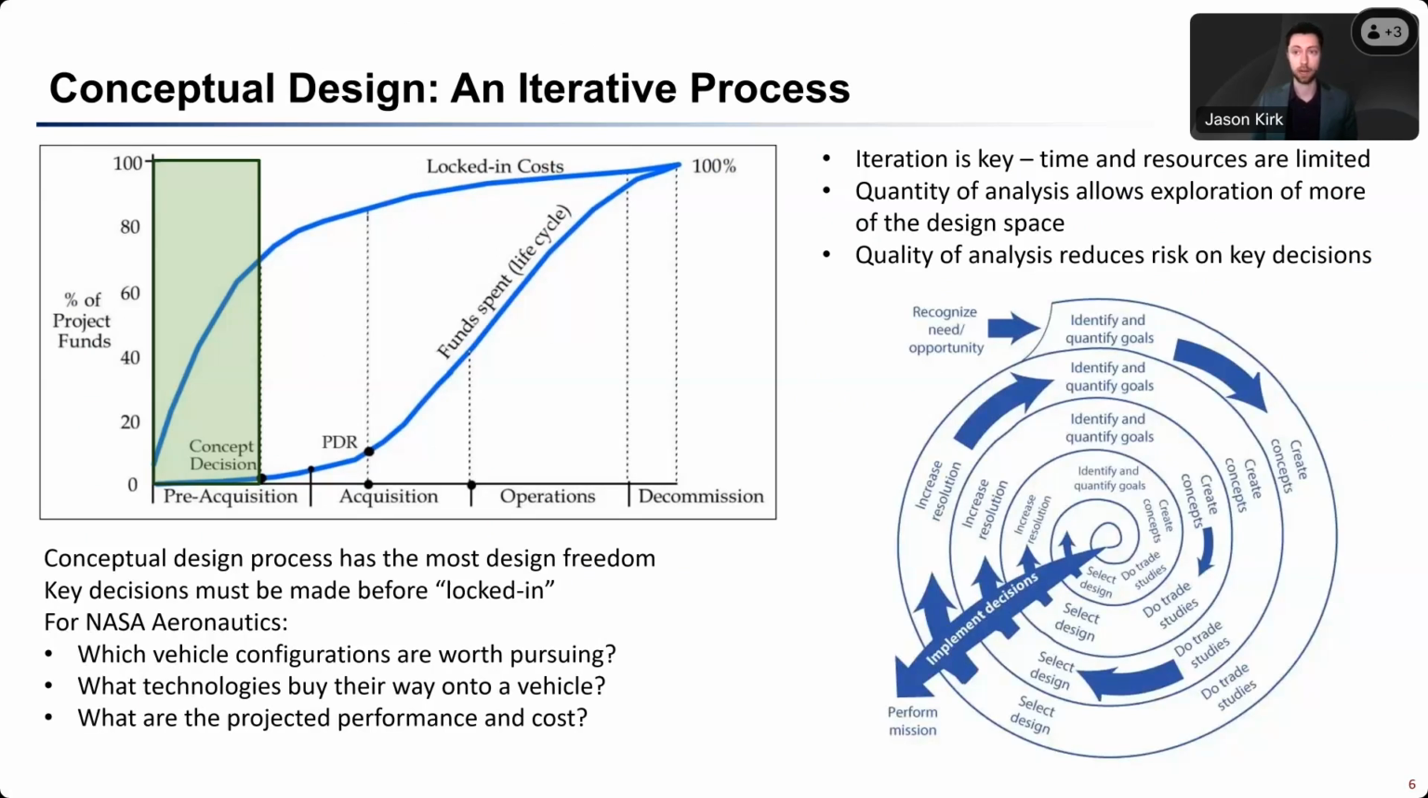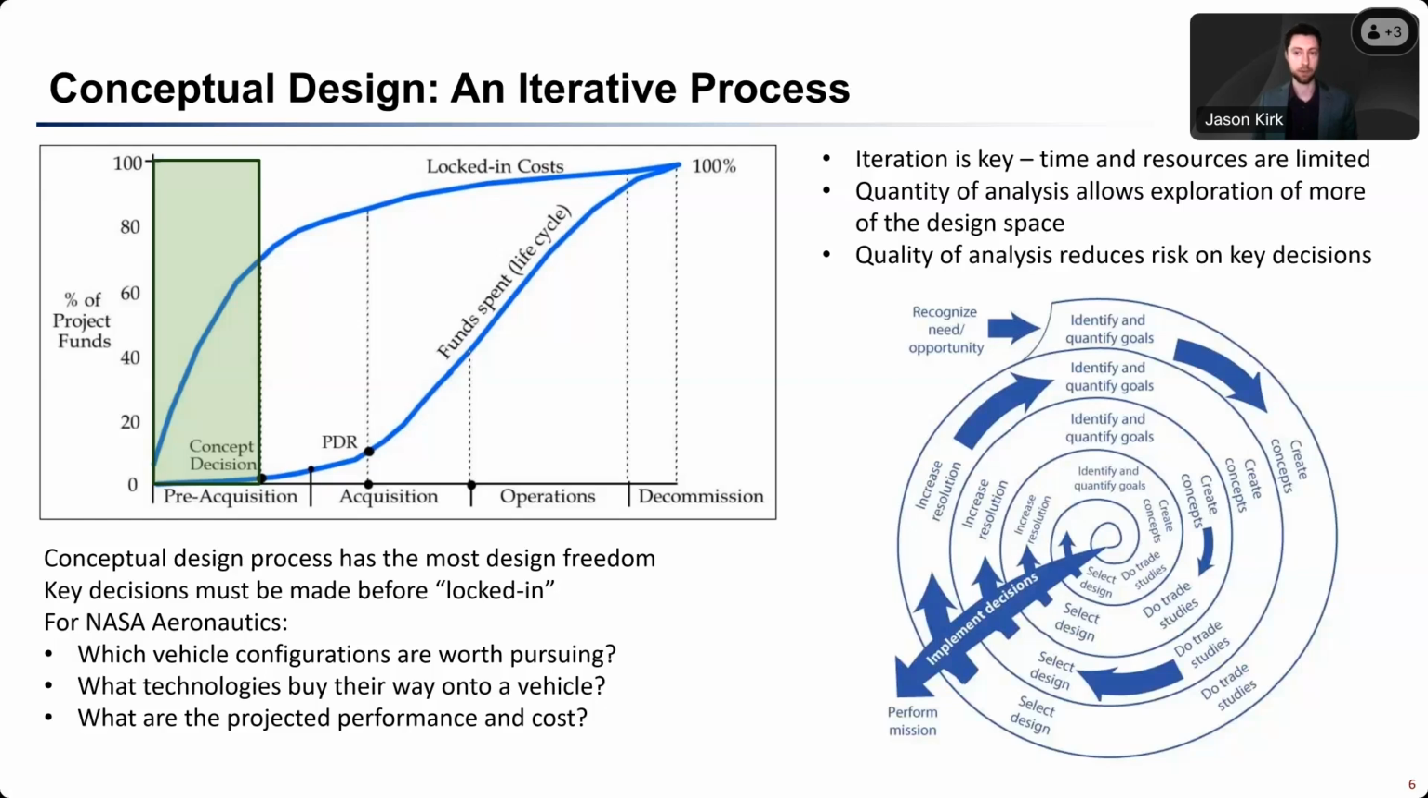And this doesn't just have to be project costs. This can also be things like the potential performance of an aircraft. The decisions that you make very early in the design phase will be very hard to change later. For example, if you are looking at the TTBW, you can't suddenly reverse course and start looking at a blended wing body halfway through the project. So you've already locked in the potential performance of that aircraft very early on. And for NASA Aeronautics specifically, there are some questions such as, what vehicle configurations are worth pursuing, what technologies buy their way onto a vehicle.